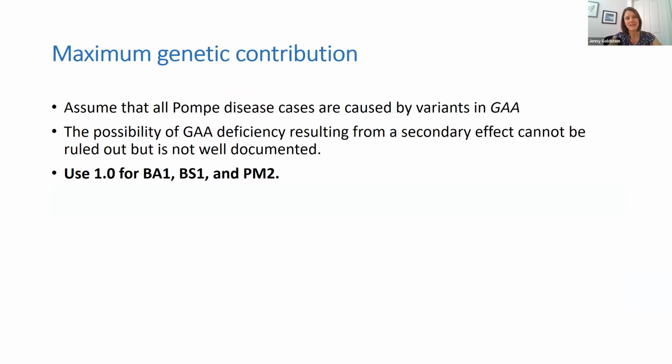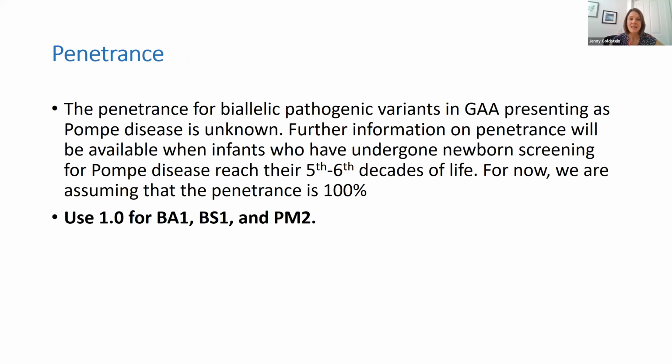Maximum genetic contribution was a little easier because there is only one gene for Pompe disease. Certainly, there could perhaps be some other factors that could affect the activity of the GAA enzyme. But as far as we know, one gene, so we used 1 for maximum genetic contribution for all of the codes. And then penetrance, as far as we know, it's fully penetrant. We do certainly know that there are hypomorphic variants where someone could be extremely mildly affected. But for now, we're using penetrance at 1.